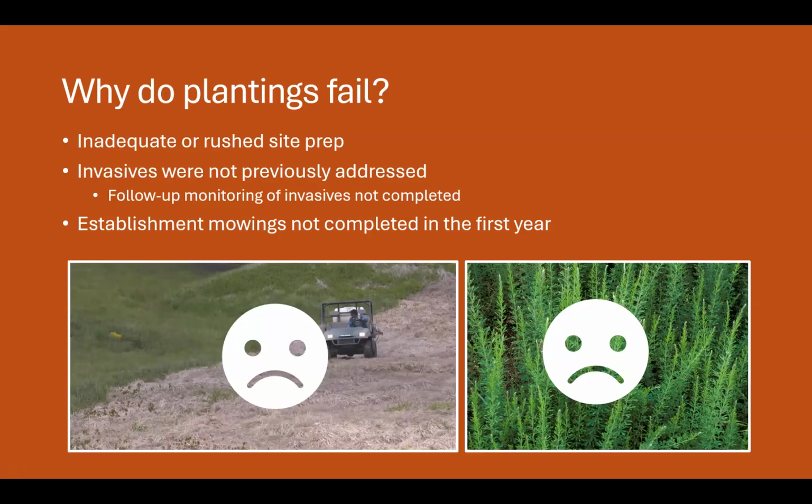Invasives, if they're not previously addressed, such as Sericea, that's a big issue that I've seen. Before you know it, you've got Sericea taking over your very expensive native forb planting. And this is also true for follow-up monitoring. Maybe they got a couple pasture guard treatments, but they didn't follow up on spot spraying, and so later on down the road, it got a lot harder to handle.